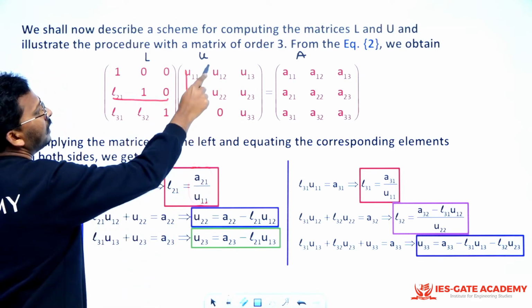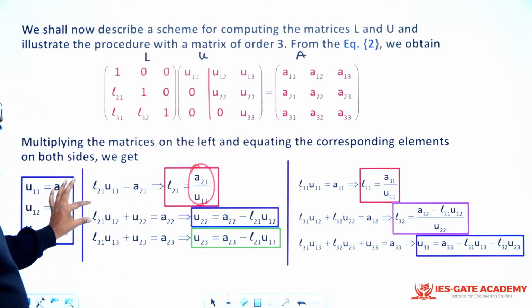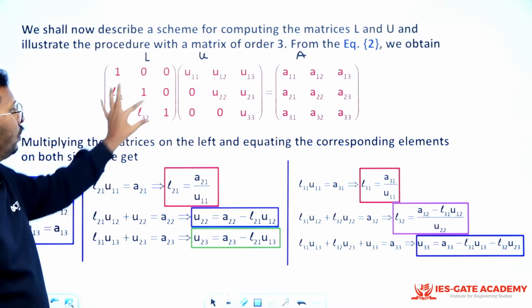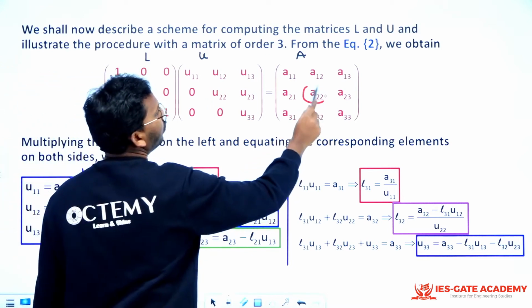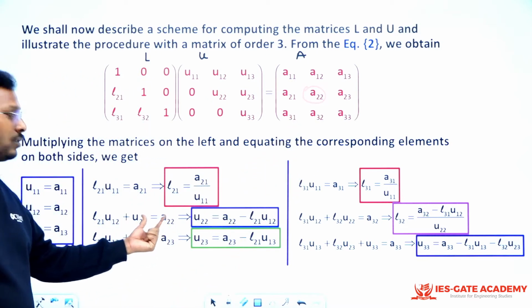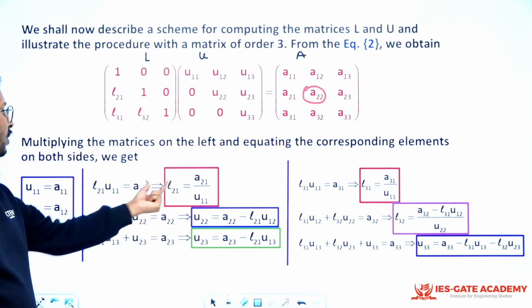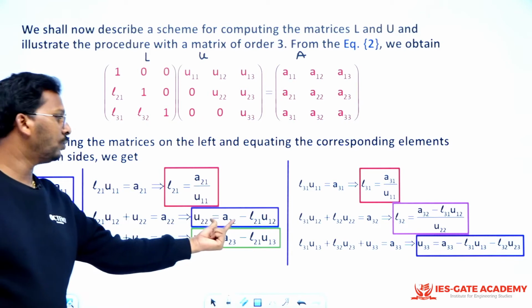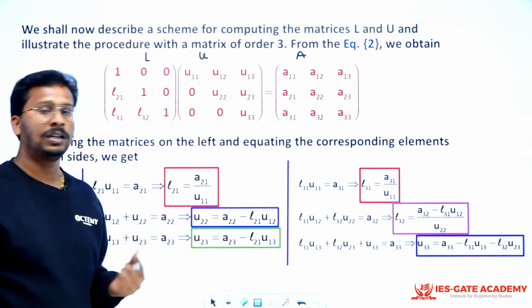Similarly, this into this, that is L21 U12 plus 1 into U22, is equal to the second element here. You have to equate to A22. From here you know what L21 is, we have just found it. You know what U12 is from here, and you will find U22 is equal to A22 minus L21 U12.